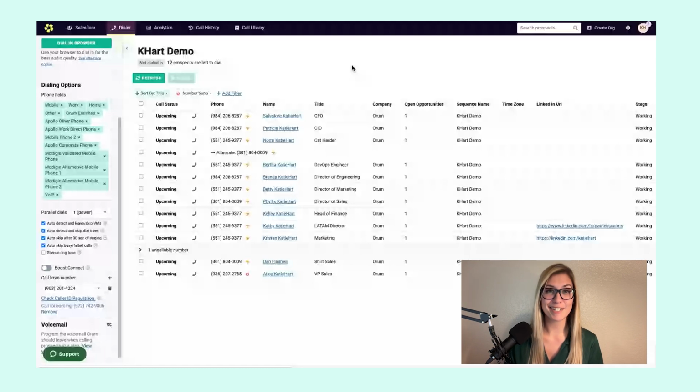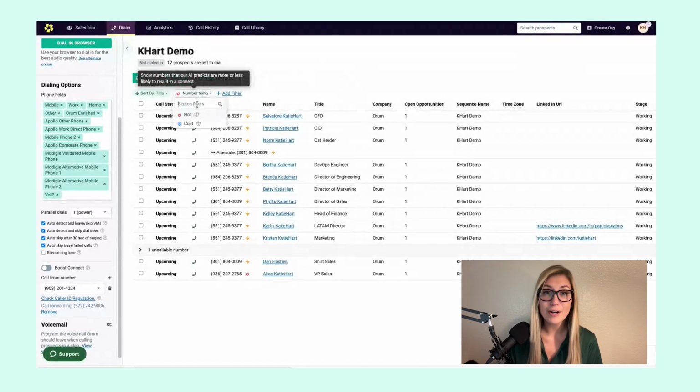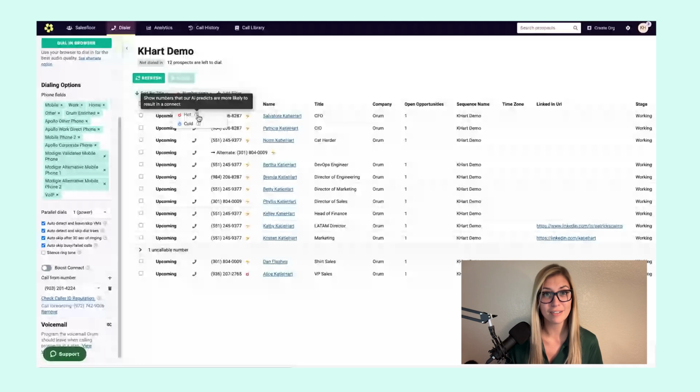Another filter I'm excited to talk about, which we were very thrilled to release into the Orum platform, is number temperature. This lets us leverage our entire arsenal of aggregate call history data to determine which numbers that have been dialed in the past are yielding a higher or a lower rate of connection. We're going to identify these by either hot or cold numbers. My tip to you, especially with these hot numbers, is to prioritize these prospects.